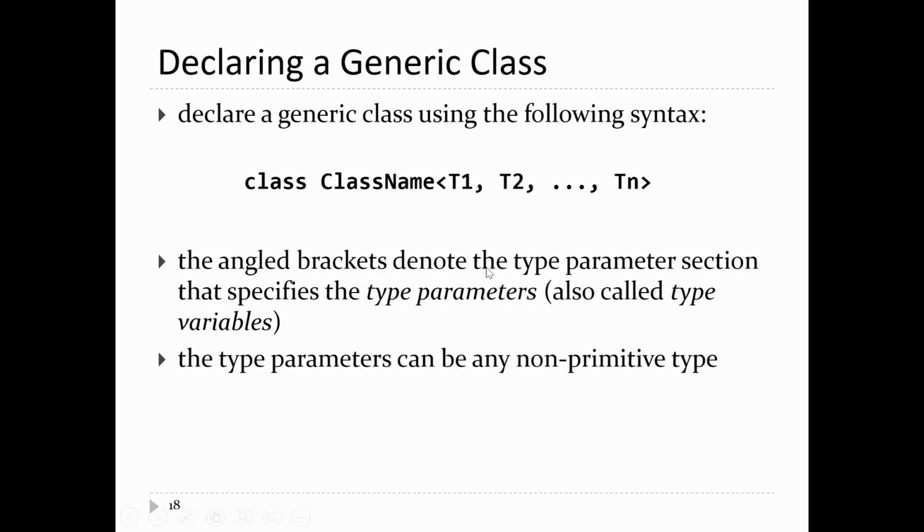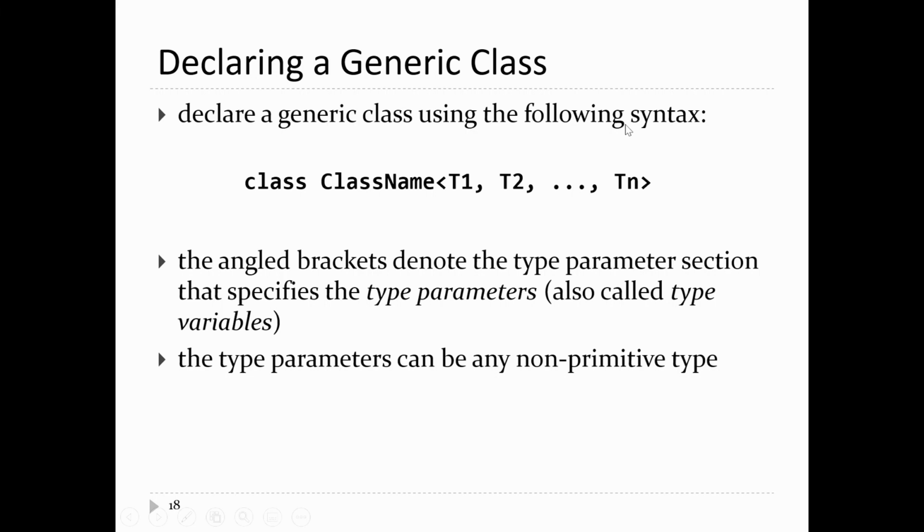The angled brackets denote what is called the type parameter section. These are your type variables. T1, T2, whatever, are type variables here. You can give these type variables different names. For the generic types in Java, these types have to be non-primitive. That's one of the limitations of generics in Java. So T1 can't be int, for example. T2 can't be double, and so on. They have to be reference types.